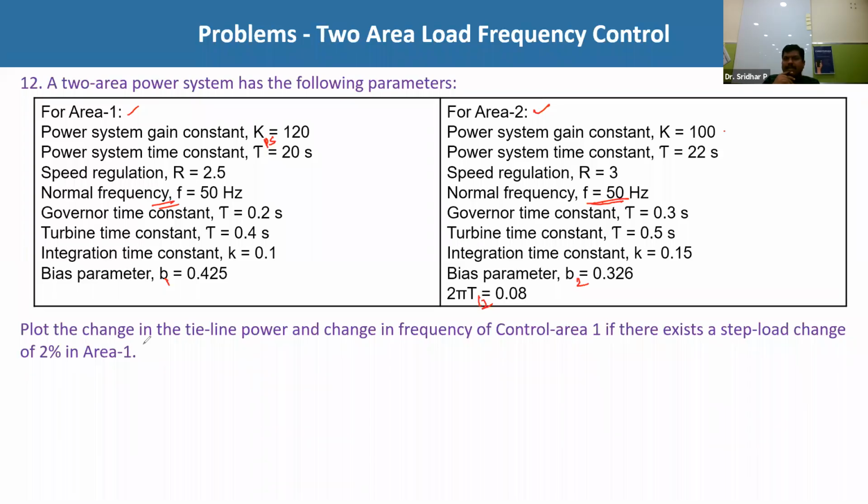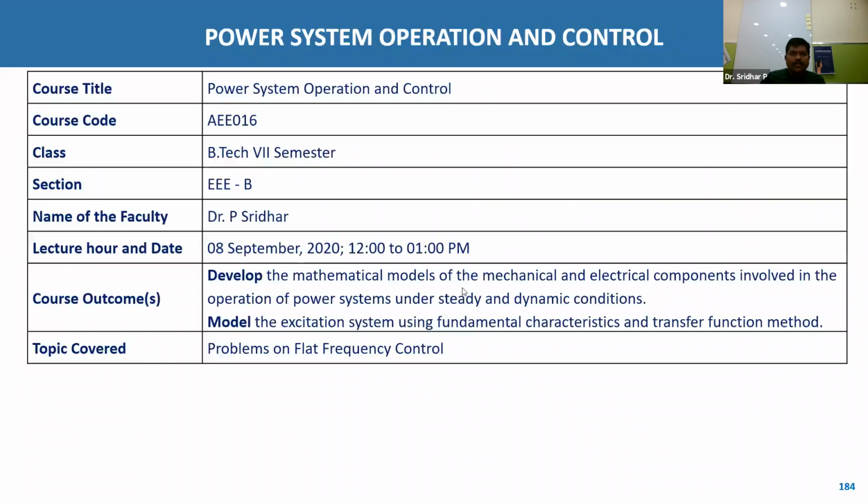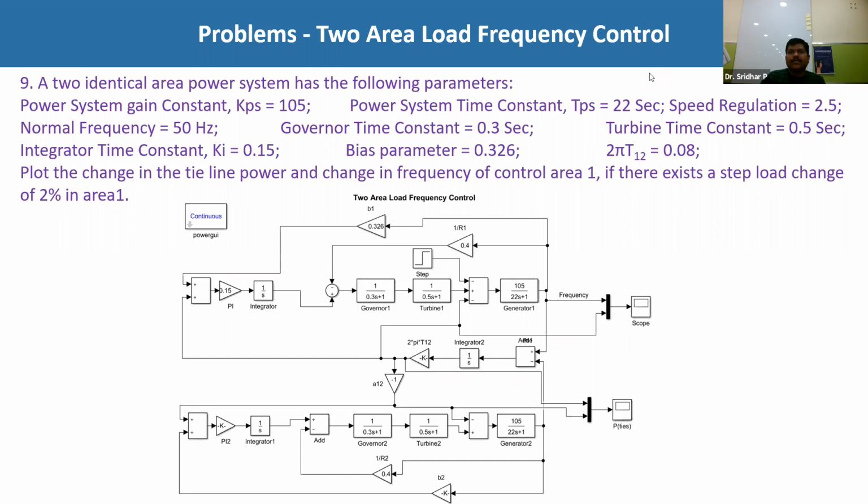I have taken a screenshot of the power system gain constant of area 1 and area 2, and the power system time constant of area 1 and area 2, and similarly the remaining values. Otherwise I will show you the problem. Yes, this is the problem only. This is the PI controller, this is the integrator, this is the governor, this is the turbine, and this is the generator.